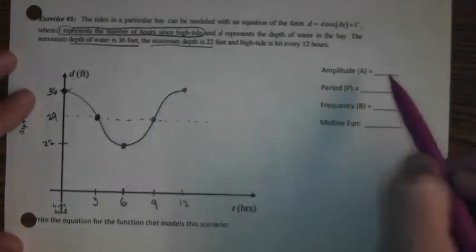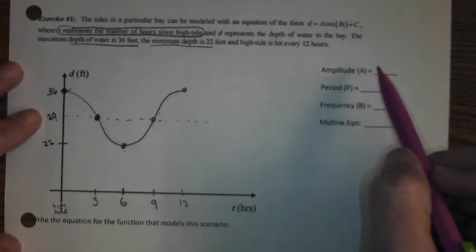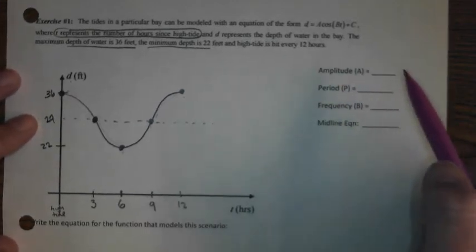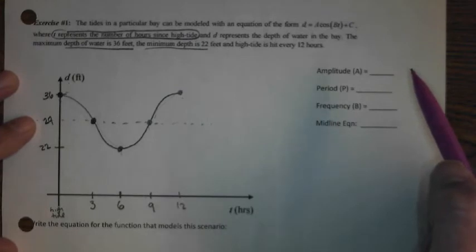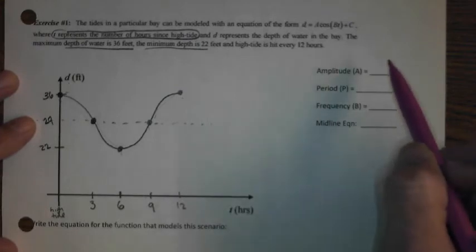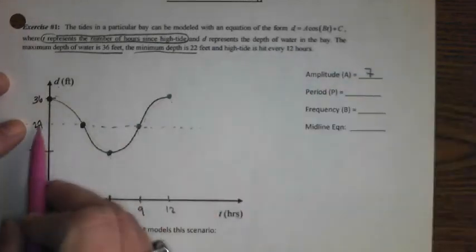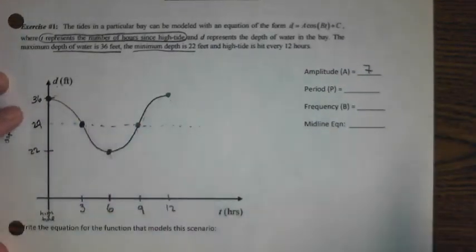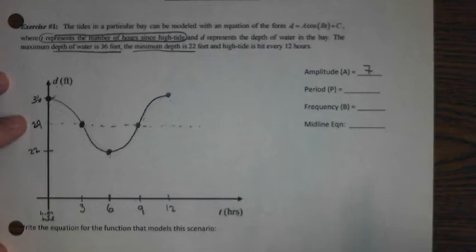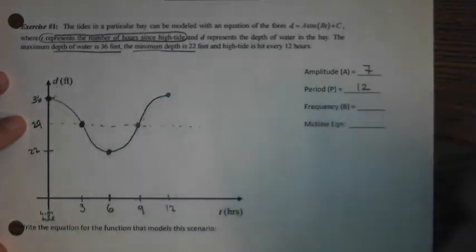So, what is my amplitude, Maggie? Seven. Your midline's at 29, and we go up to 36. That's 7. Period. What is the period, do you think? Maddie. 12. It's the length of our cycle, 12 hours.